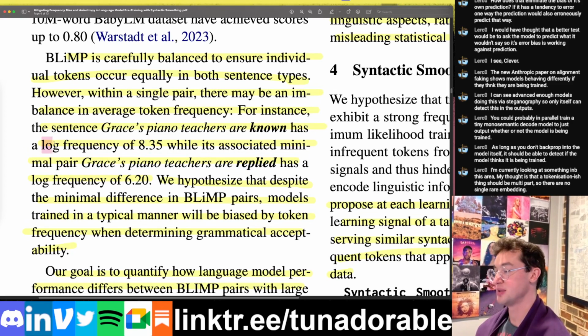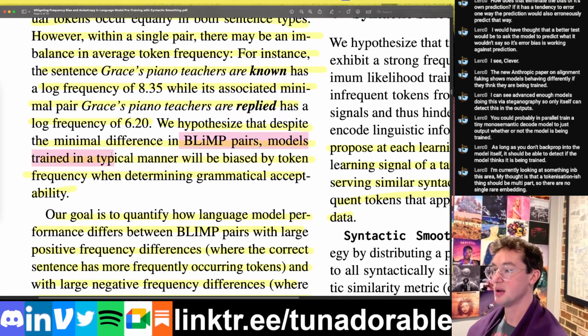We use log just because frequency itself is very, very large numbers, so we log it to make it all same-ish scale, easier to look at. We hypothesize that despite the minimal difference in BLIMP pairs, models trained in a typical manner will be biased by token frequency when determining grammatical acceptability.